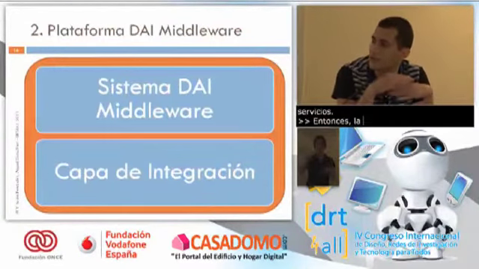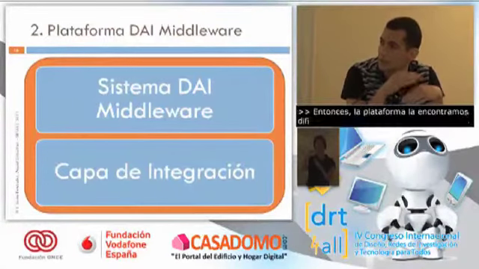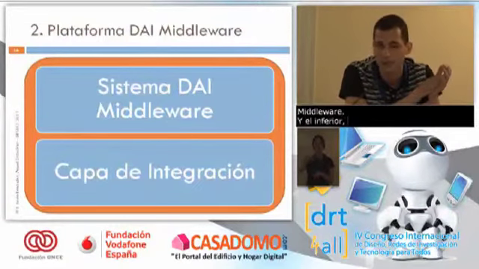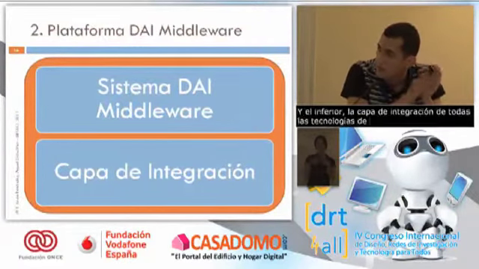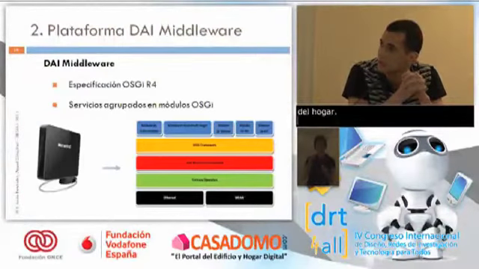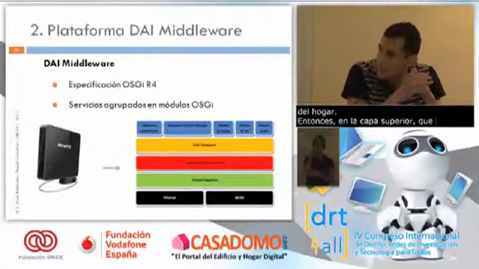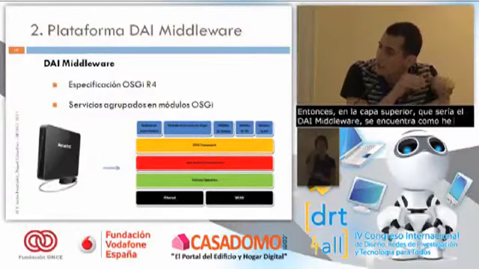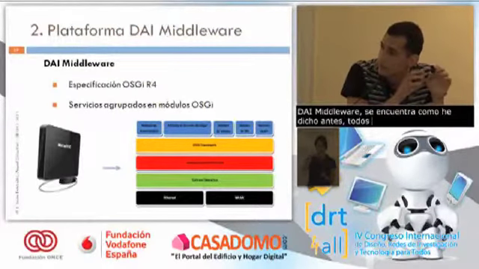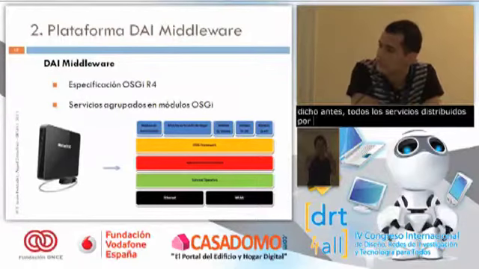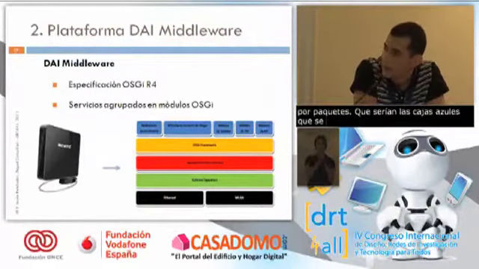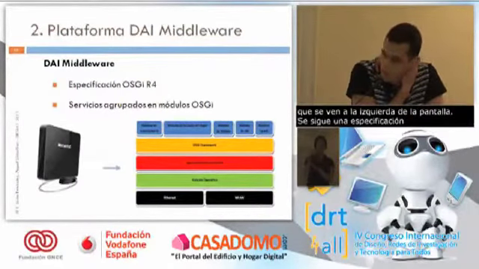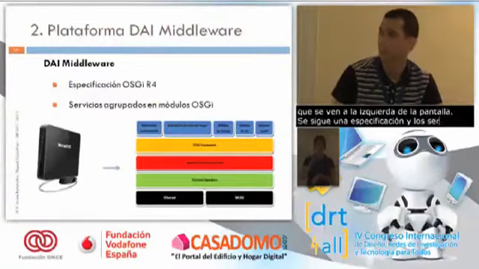So the DAI middleware platform is divided into two levels. We have the top level, that's the system itself, the middleware system, and the lower level is the integration layer of all the automation technologies and home control technologies. The top level layer, as I said, includes all the services distributed based on packages. Those are the blue boxes you can see on the top right. Then you use the OSGi R4 specifications, and the services are grouped into modules.